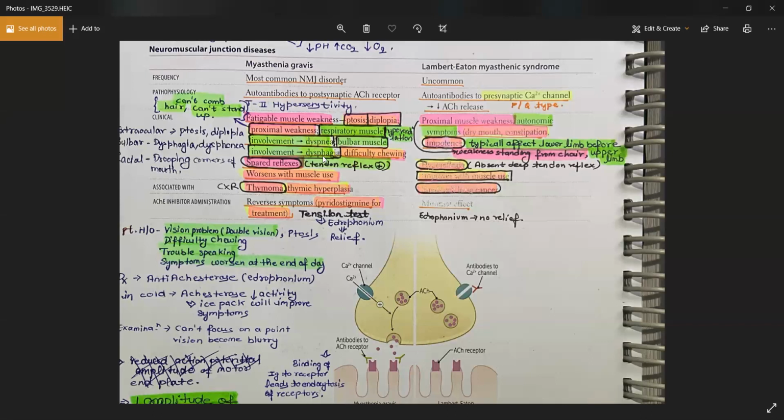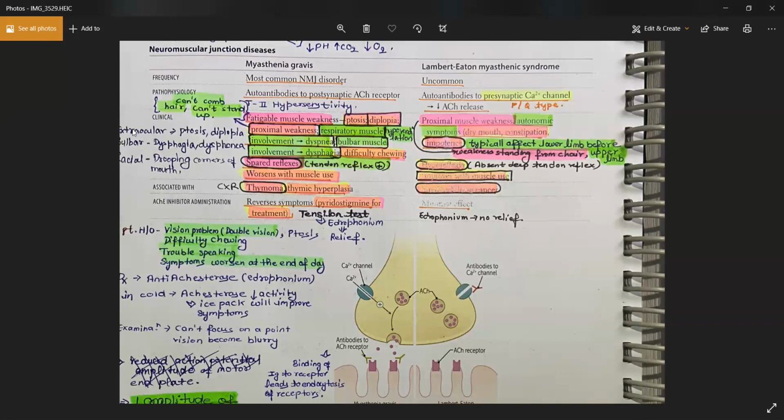Dysphagia will be there. We have discussed that because of the bulbar muscle weakness, difficulty chewing would be there. But please note that reflexes are always normal. You will have a normal tendon reflex because the ACh is normally released from the neurons. So whatever ACh receptors are available, this ACh will stimulate them and cause the contraction. So the tendon reflexes are absolutely normal, but the muscle weakness is there and it worsens with the use of the muscle group. As long as you use the muscle, you will get the symptoms.